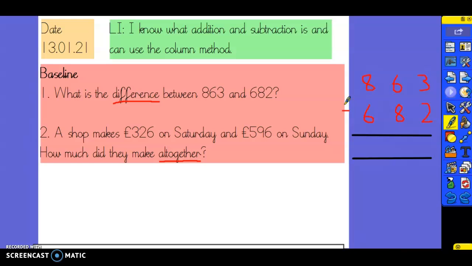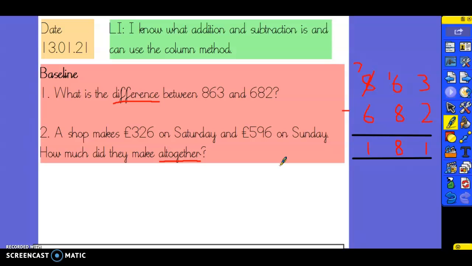So we start on the ones column. 3 subtract 2 gives us the answer of 1. 6 subtract 8 we can't do because the largest number is at the bottom, so we have to exchange. So we move over to the hundreds column, cross out the 8, turn it into a 7. Bring 100 over to the tens column, so that now becomes 16. 16 subtract 8 gives us the answer of 8. And then 7 subtract 6 gives us the answer of 1. So our answer in total is 181. Well done if you got that right. Right, let's have a look at question 2.